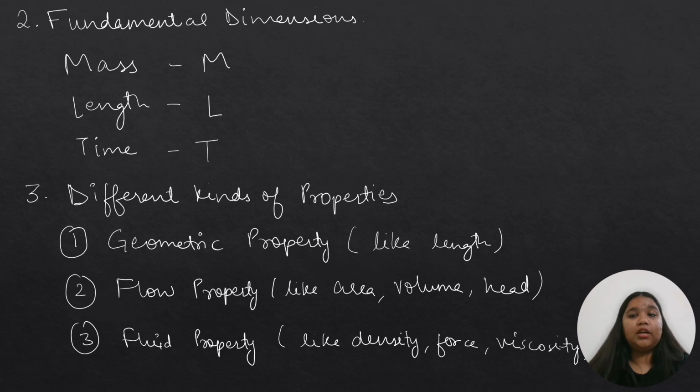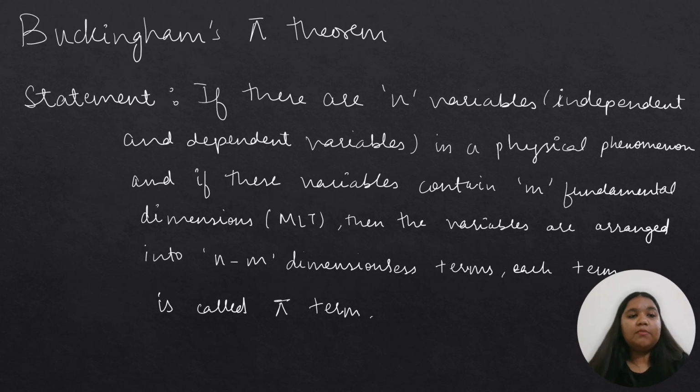Now we will see Buckingham's pi theorem. Buckingham's pi theorem states that if there are n variables, which include independent and dependent variables in a physical phenomenon, and these variables contain m fundamental dimensions, the m fundamental dimensions being M, L, and T, then the variables are arranged into n minus m dimensionless terms. Each term is called a pi term. This method is used to find dimensional homogeneity, and it has a definite set of variables.